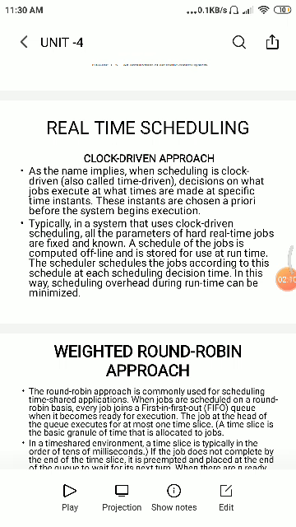Typically, in a system that uses clock driven scheduling, all the parameters of the hard real-time jobs are fixed and known. A schedule of these jobs is computed offline and is stored for use at runtime. The scheduler schedules the jobs according to this schedule at each scheduling decision time. In this way, the scheduling overhead during runtime can be minimized.